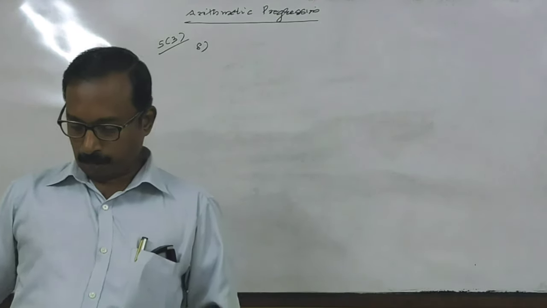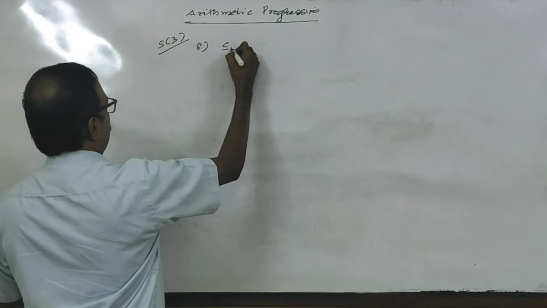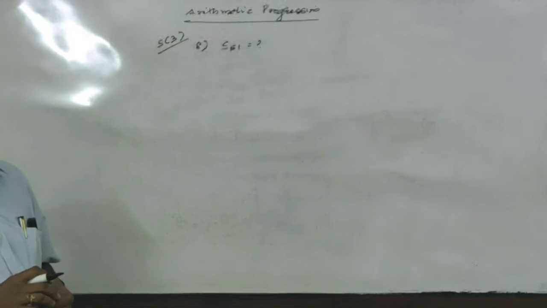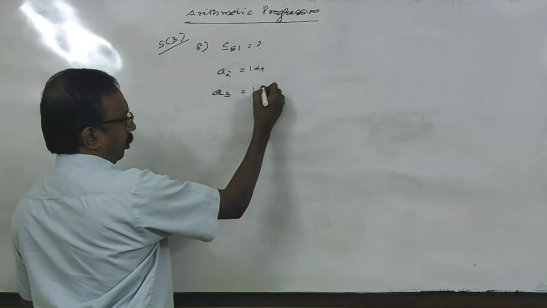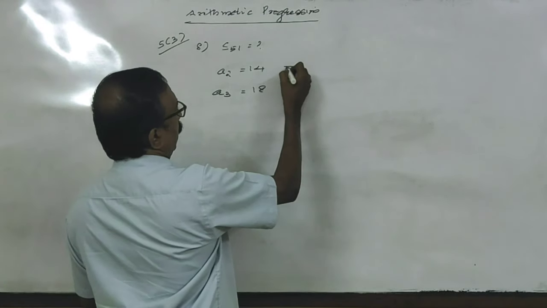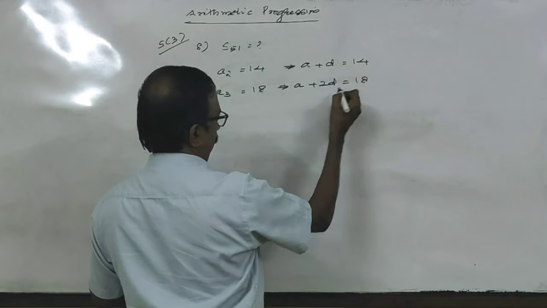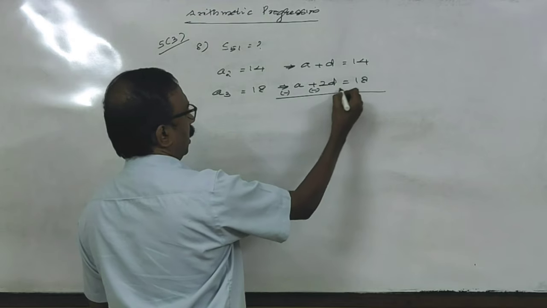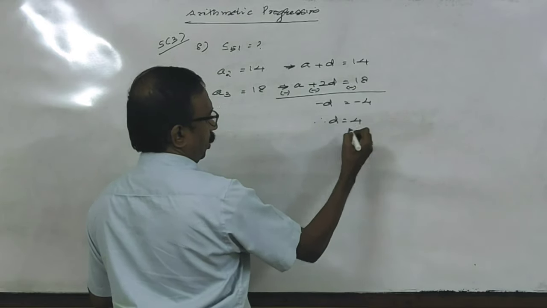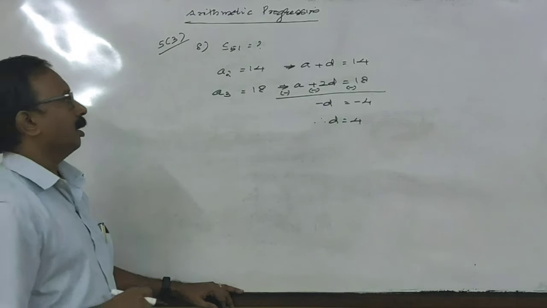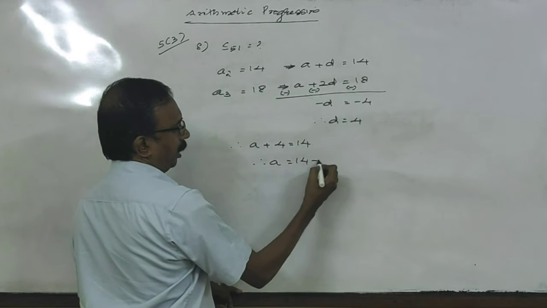Question 8. Find the sum of the first 51 terms of an AP whose second and third terms are 14 and 18. So S51. Second and third terms are 14 and 18. a2 is equal to 14, a3 is equal to 18, isn't it? a2 is a plus d, that is 14. a3 is a plus 2d, that is 18. Now subtracting these two, d minus 2d is equal to 14 minus 18, that is minus 4. Therefore, d is equal to 4. If you subtract either way, you get the same. Therefore, a plus 4 is equal to 14. Therefore, a is equal to 14 minus 4, that is 10.